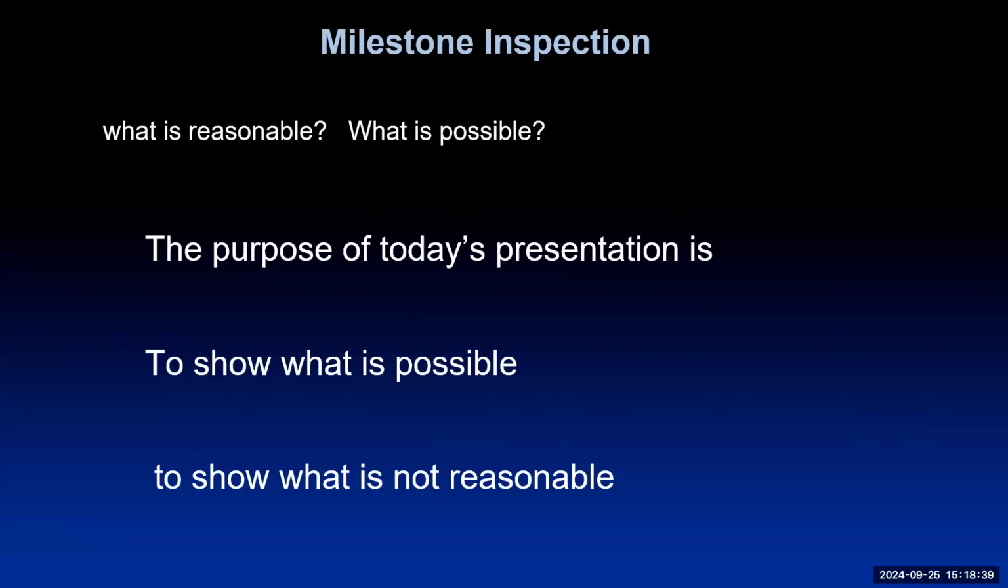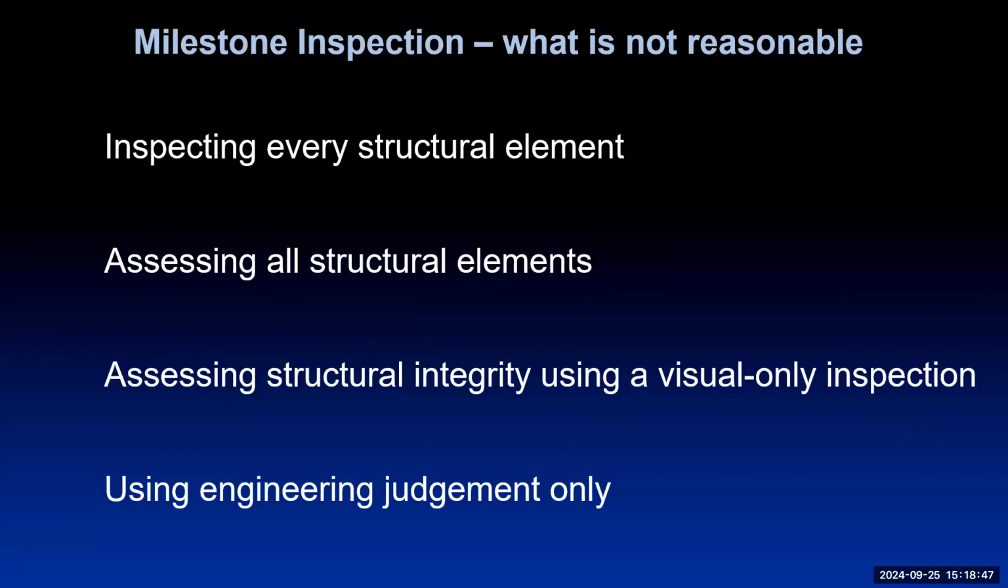So, milestone inspection. What's reasonable? What is possible and what is reasonable? Well, what's not reasonable is inspecting every single structural element, because if you read between the lines in the new law, it says you've got to. You can't, but you can assess the holistic behavior of the entire building. Assessing all structural elements: a lot of them are hidden behind cladding, behind all sorts of things. Assessing structural integrity using a visual-only inspection is not possible. Using engineering judgment only: well, if your judgment is really good, that might help you, but it's not a guarantee that you can assess structural integrity without doing tests.